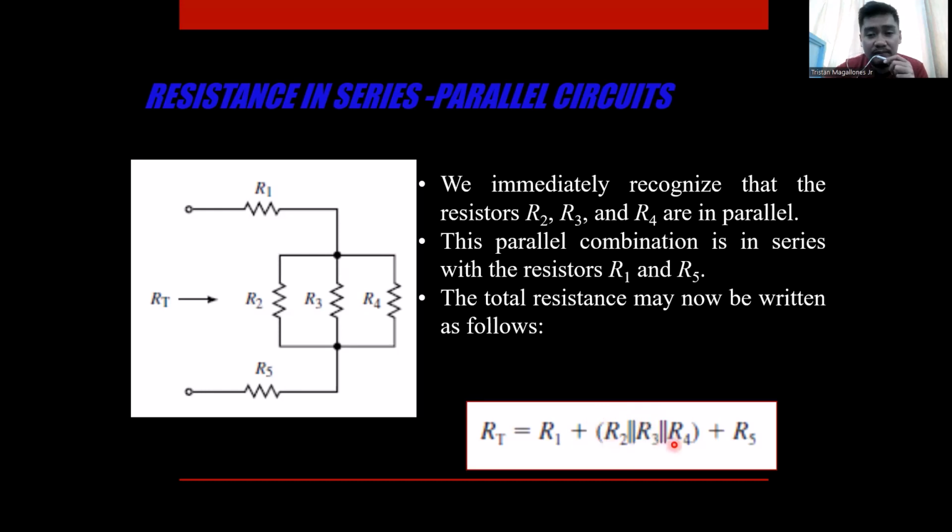So that is the total equivalent resistance for this combination. Once combined, you can represent it as one single resistance. So you can have R1 here, then the total equivalent resistance, and R5. Your result will be a single series circuit. So this is what we call a series parallel circuit.